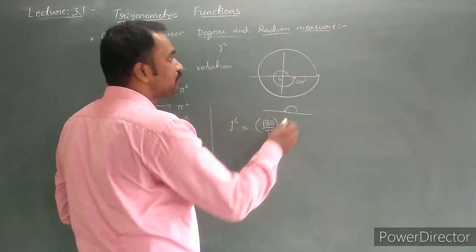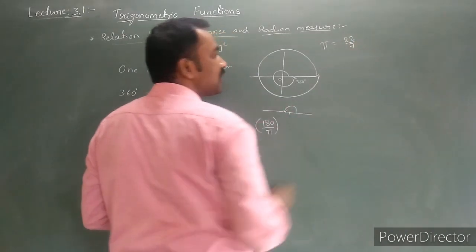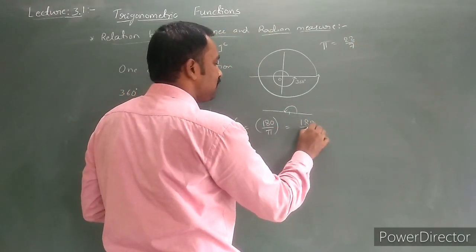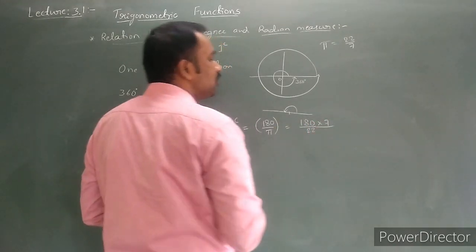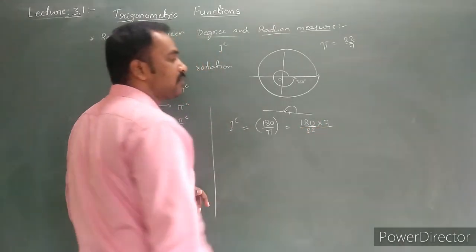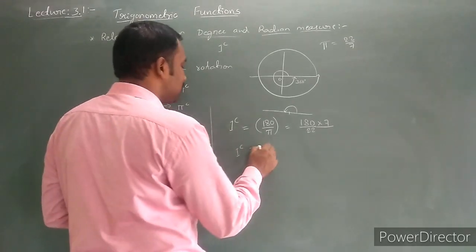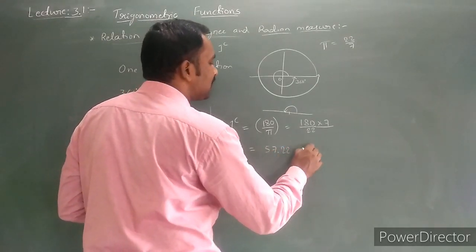Now we can use the pi value. What is the pi value? We can use it as 22 divided by 7. Replace it: 180 times, pi value is 22 divided by 7. Dividing by 7, I take it to the numerator. Now multiply 180 into 7 divided by 22. 1 radian is approximately 57.22, like that it comes.